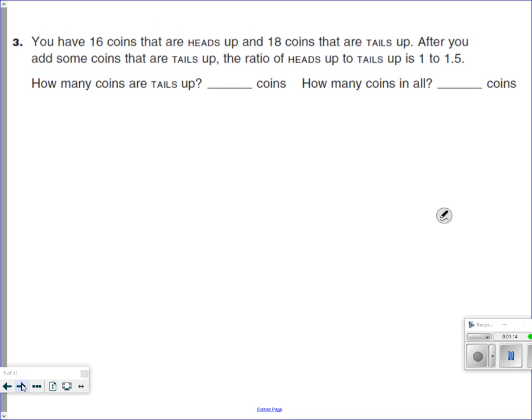Next problem's a good one, okay? Watch closely on this next problem. So we have 16 coins that are heads up. We have 18 coins that are tails up. After you add some coins that are tails up, the ratio of heads to tails up is 1 to 1.5. So we have 1 to 1.5. Okay, keep watching closely on this. So if that's our ratio, we want to find out.